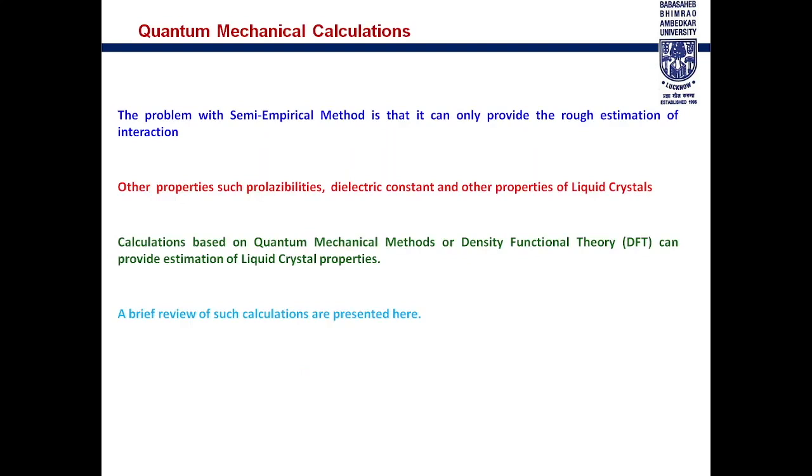Quantum mechanical calculation. The problem with the semi-empirical method is that it can only provide a rough estimation of other properties such as polarizability, dielectric constant, and other properties of the liquid. Calculation based on quantum mechanical methods or density functional theory can provide a better estimation. A brief review of such calculations follows.